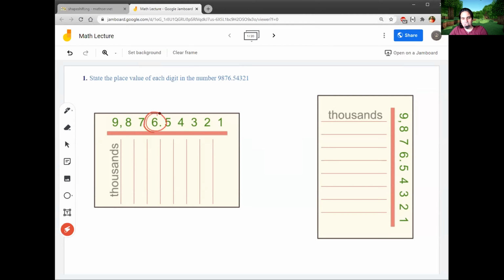What place value do we say the 6 is? Tens, almost.